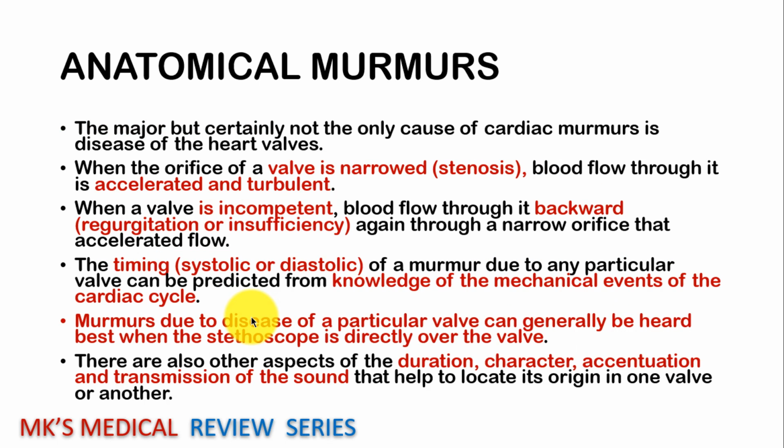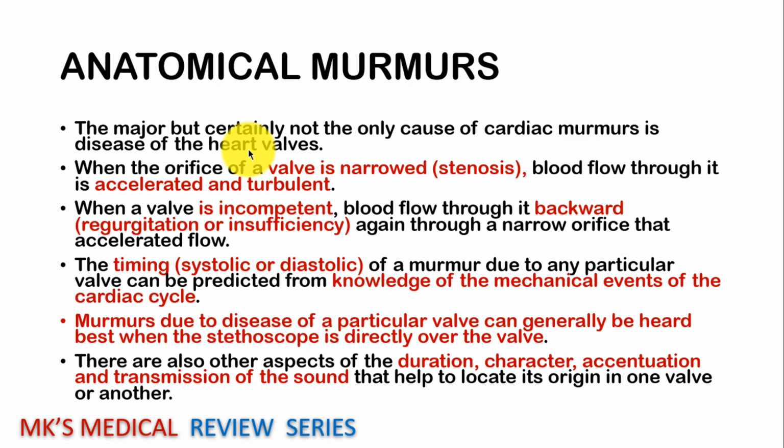So talking about anatomical murmurs, remember that the major, but certainly not the only, cause of cardiac murmurs is usually heart valve disease. That's why we're going to be focusing a lot on heart valve or valvular pathologies, because these are the ones that are going to be producing these types of murmurs. When the orifice or the opening of the valve is narrowed, you refer to that as stenosis. The blood flow through it is going to be accelerated and turbulent. When a valve is incompetent, there's going to be some backward blood flow, and there's going to be regurgitation. So this is going to create a certain sound.